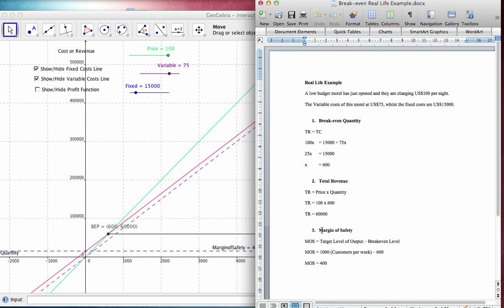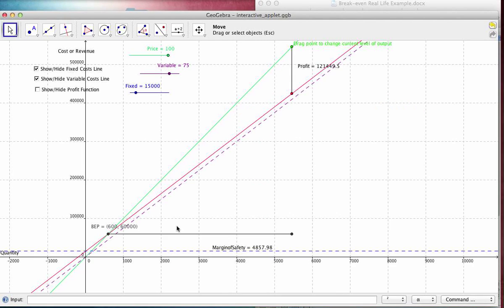Lastly, in order to calculate the margin of safety, for example, if I was targeting a level of output or hoping to get 1,000 customers per week, the break-even level is 600, and therefore my margin of safety would be 400.